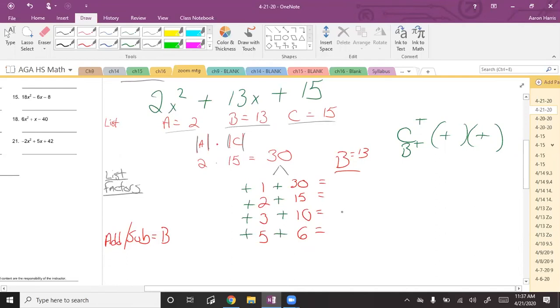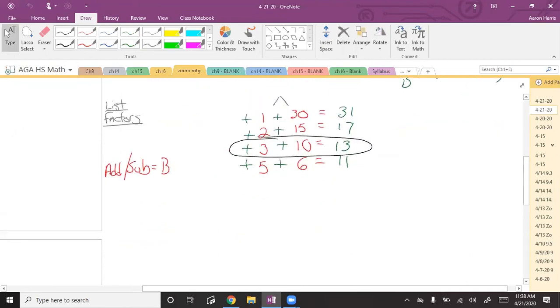1 and 30 is what? 2 and 15 is what? B is 13. I'm adding my factors. 1 plus 30 is 31. 2 plus 15 is 17. 3 plus 10 is what? 13. 5 and 6 is what? 11. Which one works? 3 and 10.